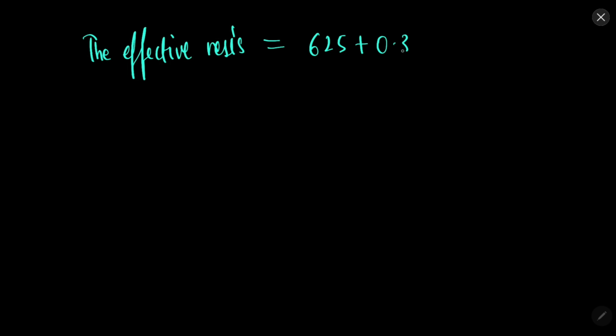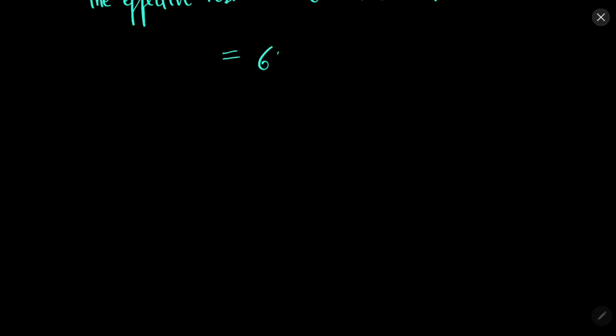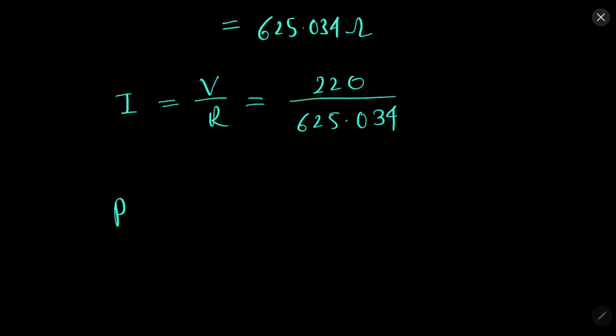So now the effective resistance will be 625 plus 0.034. So this will be our effective resistance, 625.034 ohms. So current in the conductor will be V over R, 220 over 625.034. Now power will be I square R.